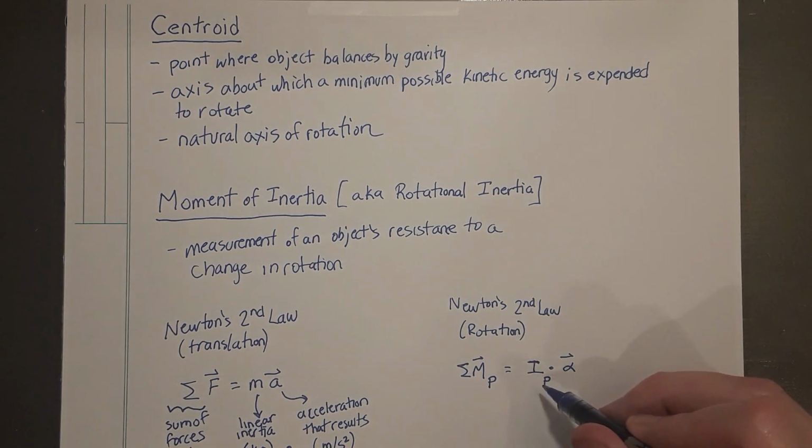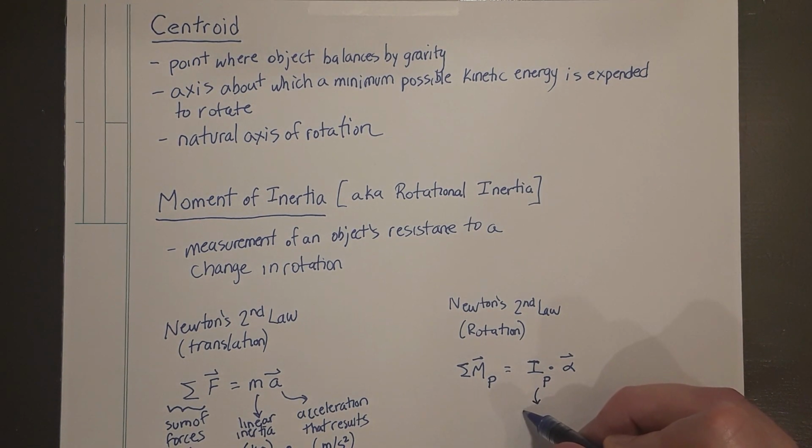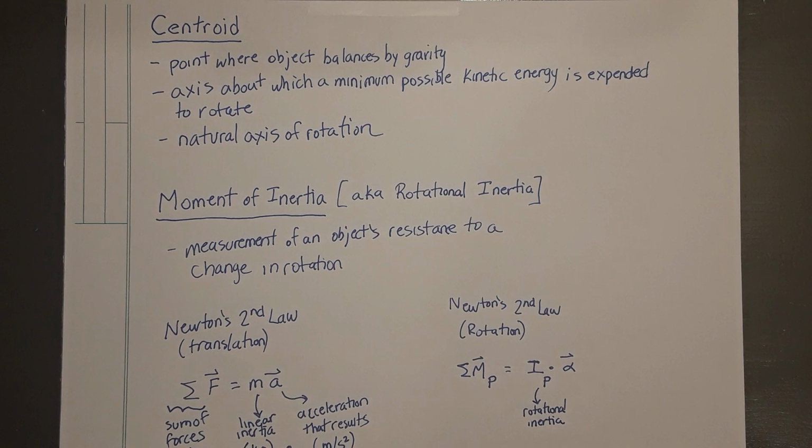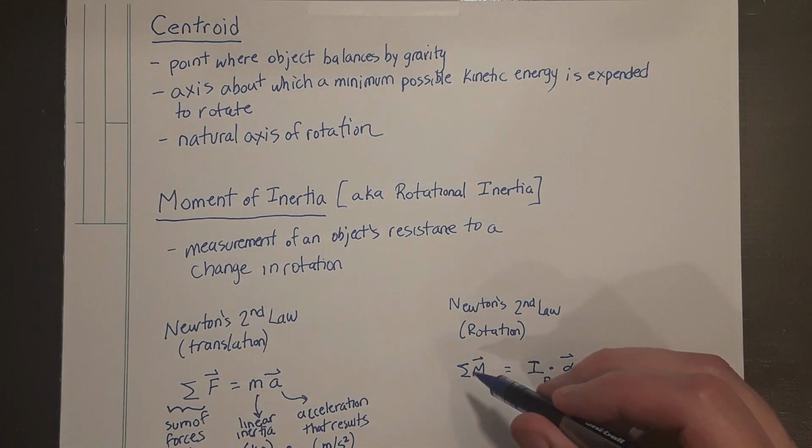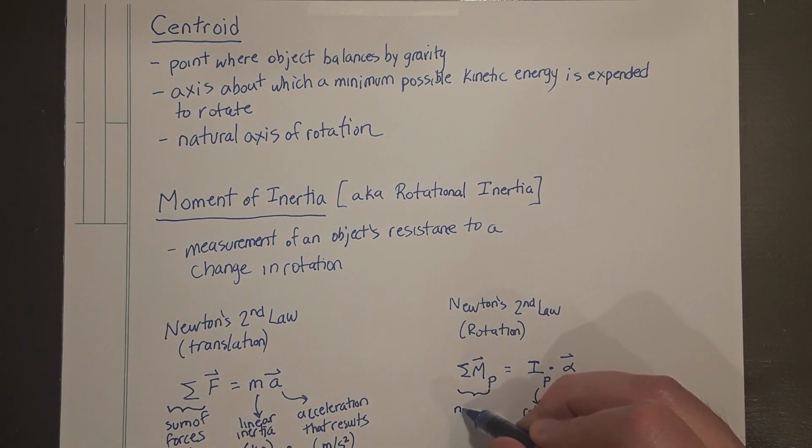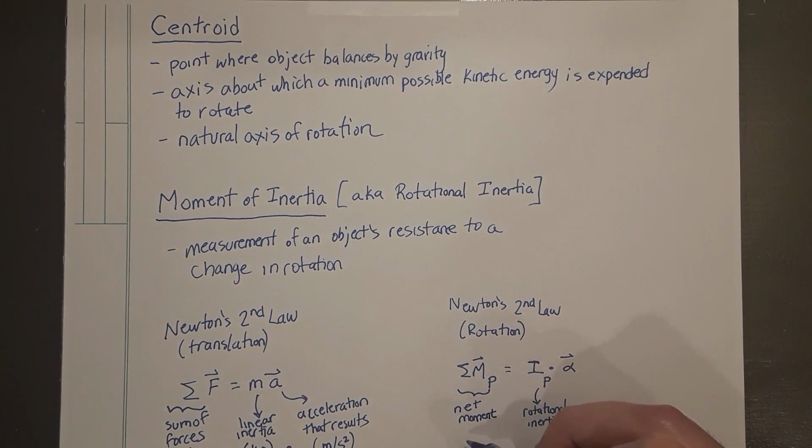Moment of inertia, or rotational inertia, is not a property of the rigid body. It is not a property of the object when it is exhibiting rotation. It is a combination of the mass distribution of that object and the location of the axis about which it spins. So this is your net moment, calculated exactly the same way as it is done in statics.